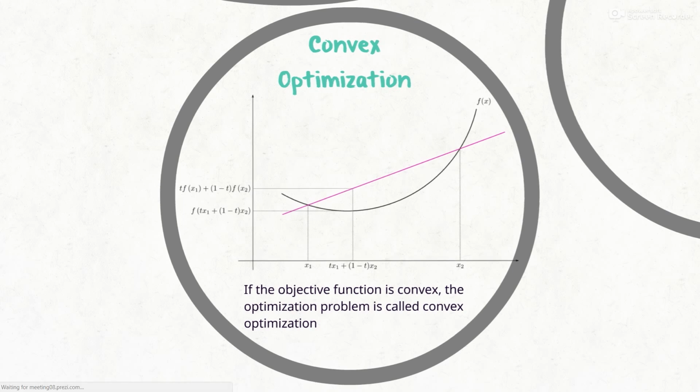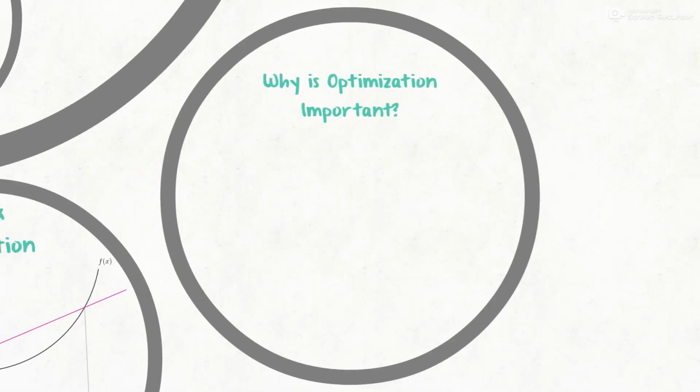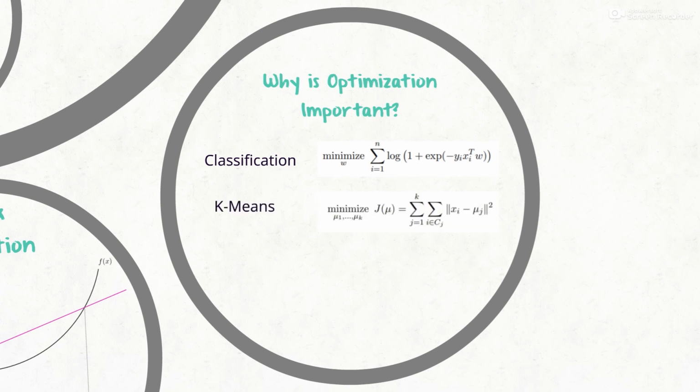So why is all of this important? Why do we really need to talk about optimization? Well, because in classification, we want to minimize this function. In k-means clustering, we want to minimize this function. And in logistic regression, we want to minimize this function. And the list does not stop here.